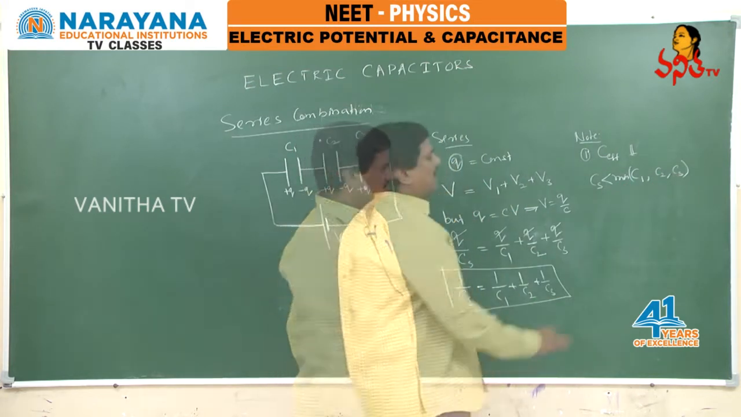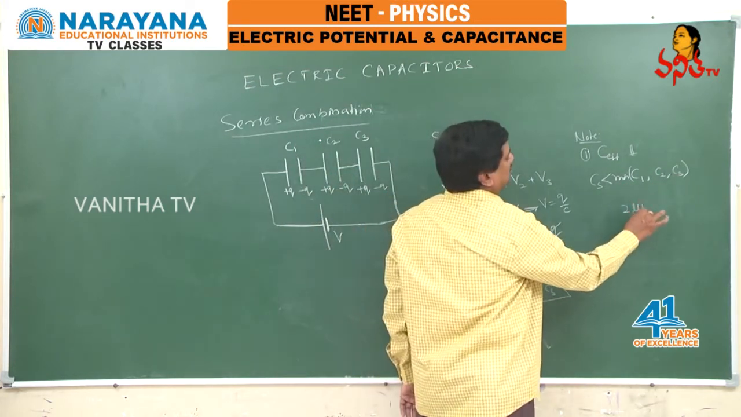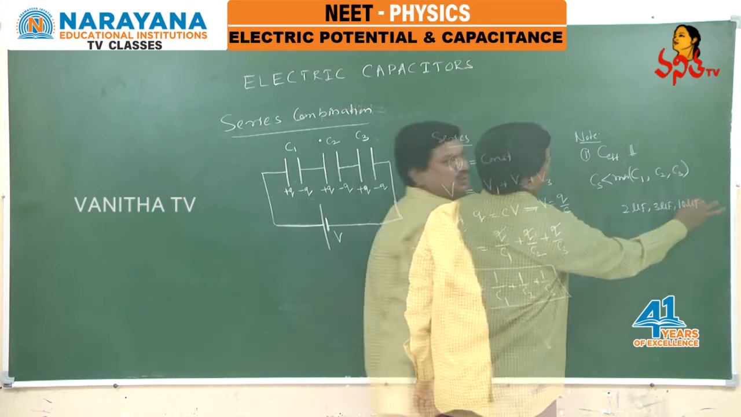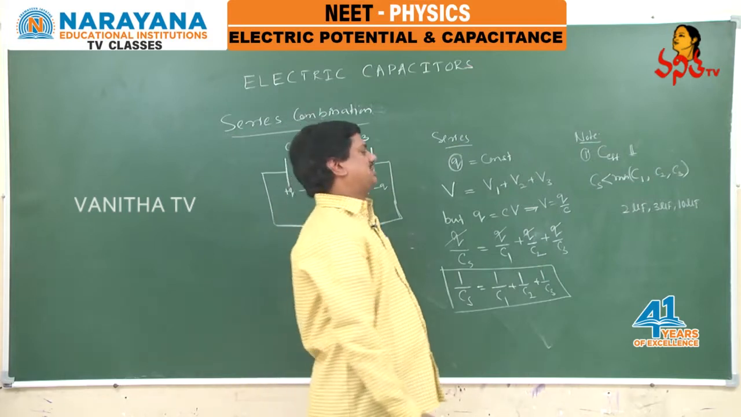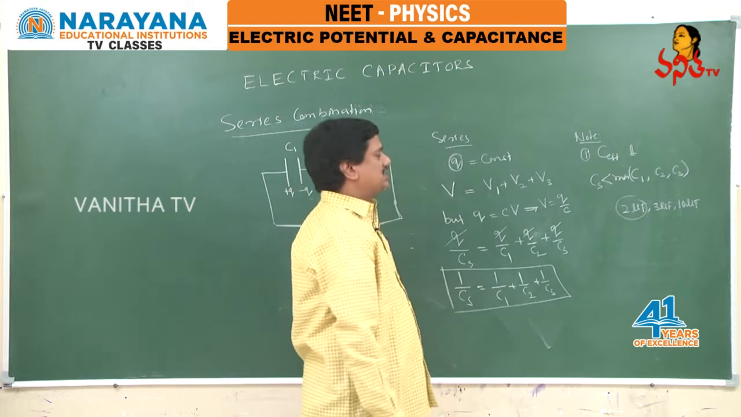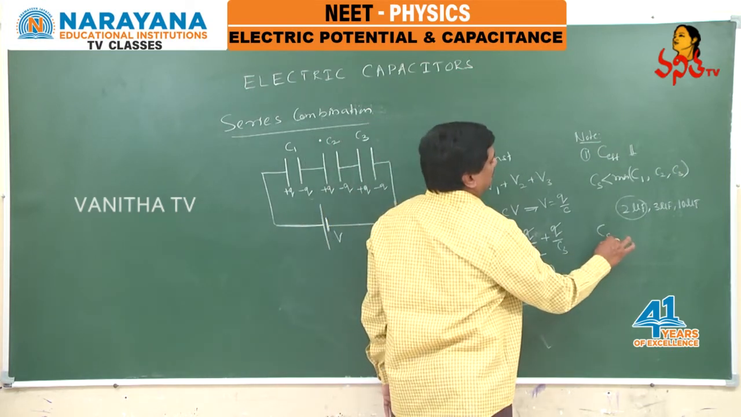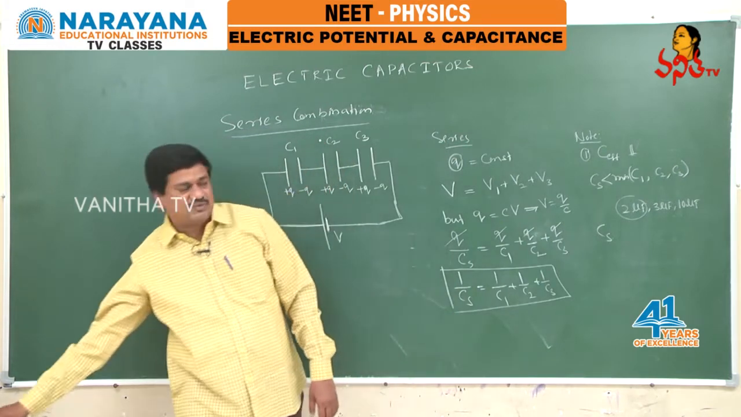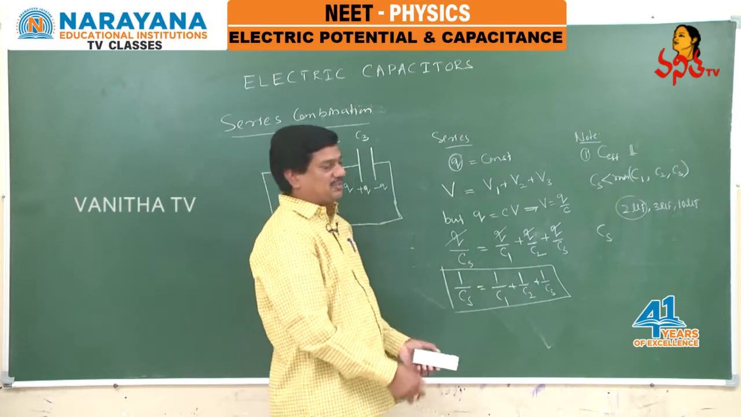For example, I am connecting three capacitors, say 2 microfarad, 3 microfarad and 10 microfarad. Out of these three values, which is the least one? 2 microfarad is the least. So the effective capacitance in series combination decreases, and it is always less than the least value of the combination that we have used. That is an important point.